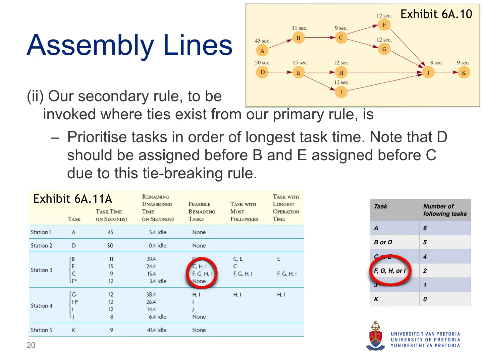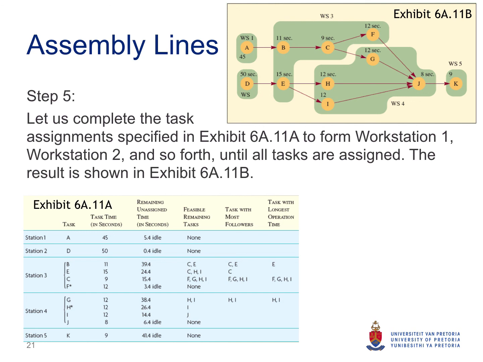You will remember that the theoretical minimum number of workstations was 4. Let us complete the task assignments specified in Exhibit 6A, 11A to form Workstation 1, Workstation 2, and so forth, until all tasks are assigned. The result is shown in Exhibit 6A, 11B.